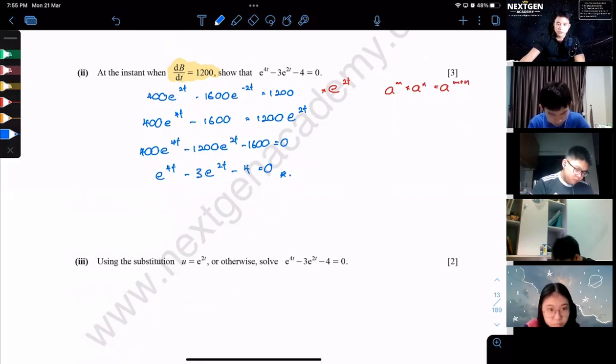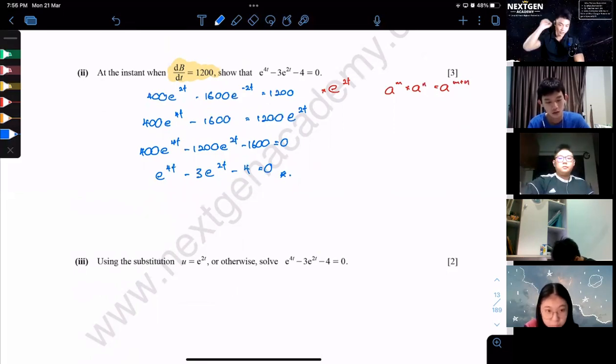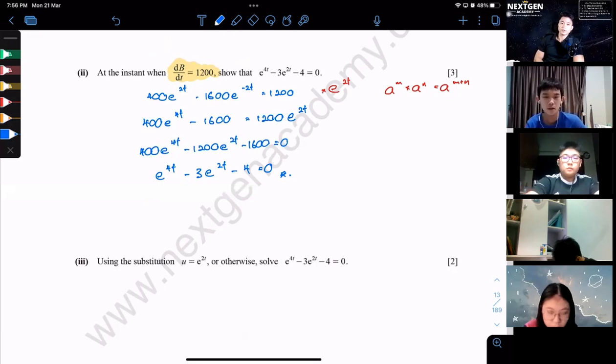All right. Now, I like to call this the "let" kind of question, but it's actually a substitute question. So basically, you all see, right? This whole part here, there is a mixture of different chapters that they are incorporating. Okay, so using the substitution u equals e to the power of 2t, or otherwise, solve e to the power of 4t minus 3e to the power of 2t minus 4 equals 0. Okay, you know how to do this question or not?